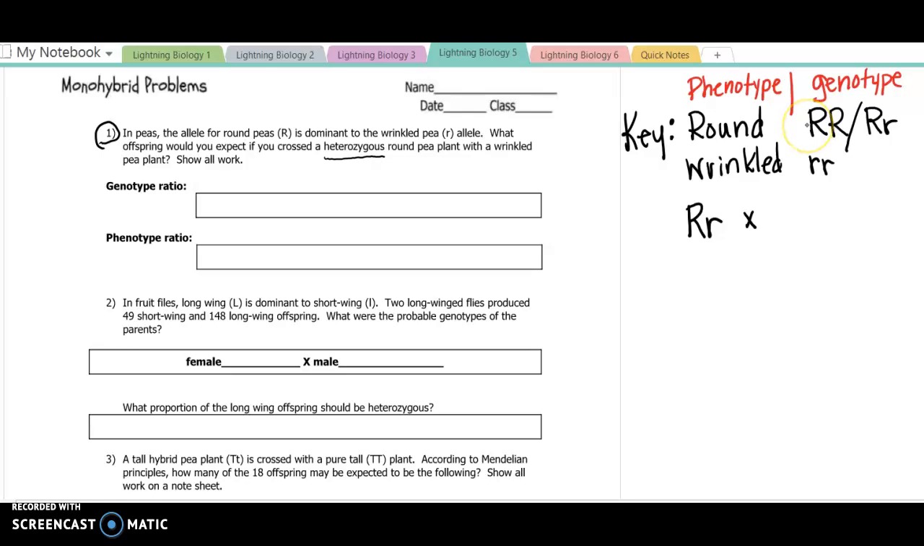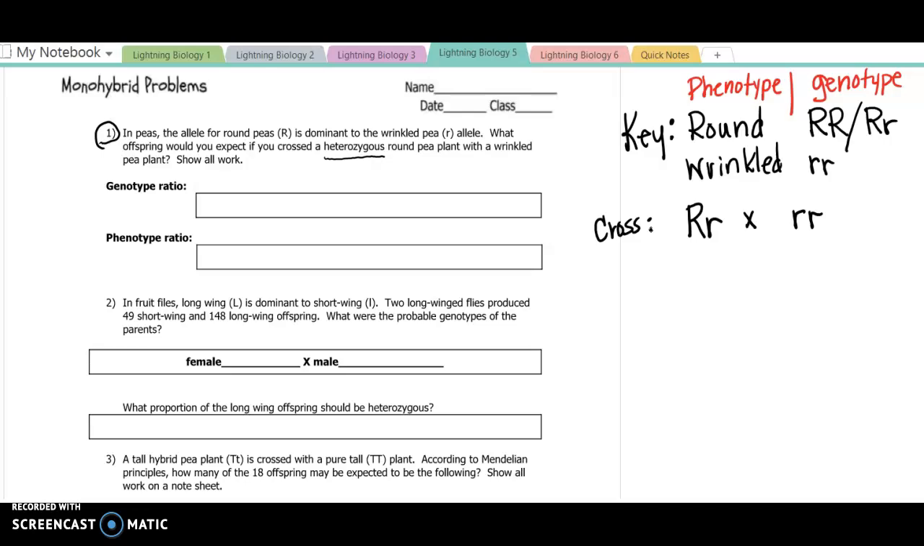And I go back up to my key. I don't have to think about it. I know that wrinkled is little r, because it is the recessive. And so now I have my key and I have my cross written down to the side. Now I can figure out the problem, because the problem is asking, what offspring would you expect if you cross the heterozygous with the wrinkled pea?